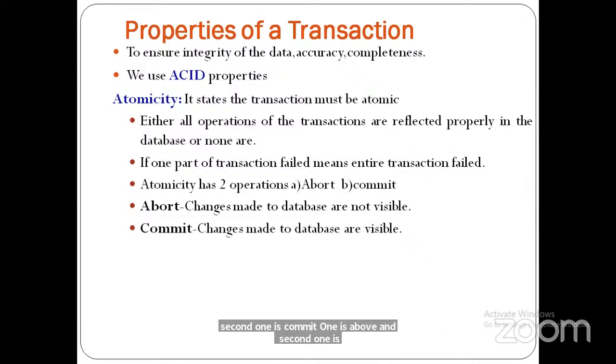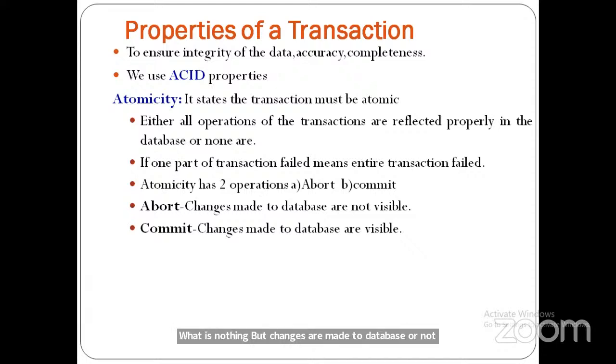Abort is nothing but changes made to the database are not visible. Commit is nothing but changes made to the database are visible. Abort means that after doing the transaction, even if any failure occurs, it is not visible to everyone. Commit means it is visible, successfully done. Okay. So if one part of a transaction fails, the entire transaction will fail. If we are doing some transaction and suddenly any problem is raised, it will be lost and leads to an inconsistent state. So the main intention of ACID properties is to avoid inconsistency, right?